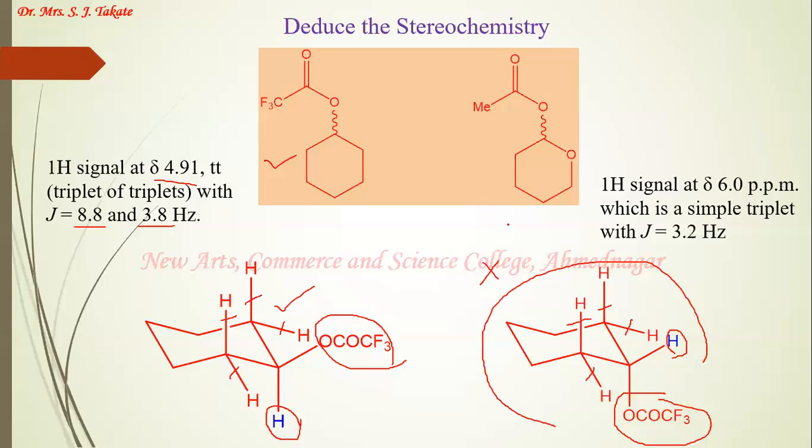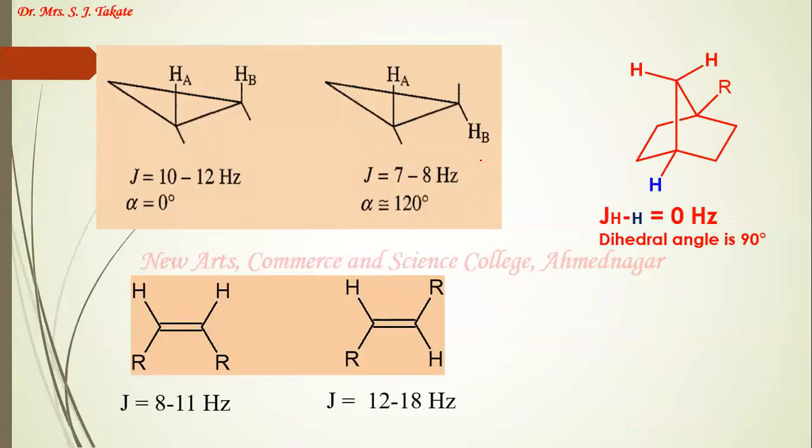Second example is there where one signal is found at delta 6 ppm, which is showing only a simple triplet. So now you should find out the stereochemistry of this compound. Let us take a few more examples.